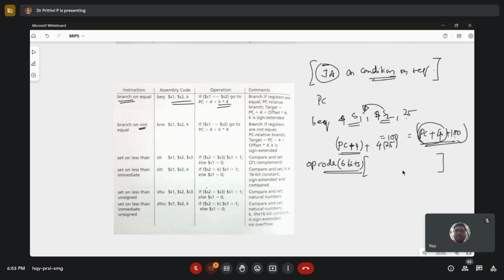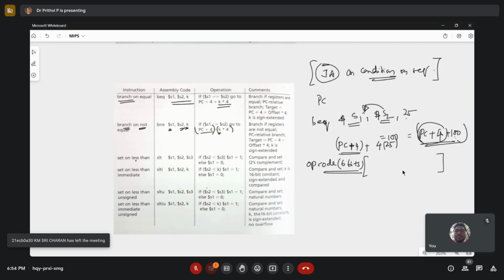So the effective address, the next address, will be taken by the offset value. That is the meaning here. And if it is not equal, it is as simple as this: if this content is not equal to this, it will go to PC plus 4 of the value indicated here, the 4 times. With the sign extension, you can take it as signed or unsigned.